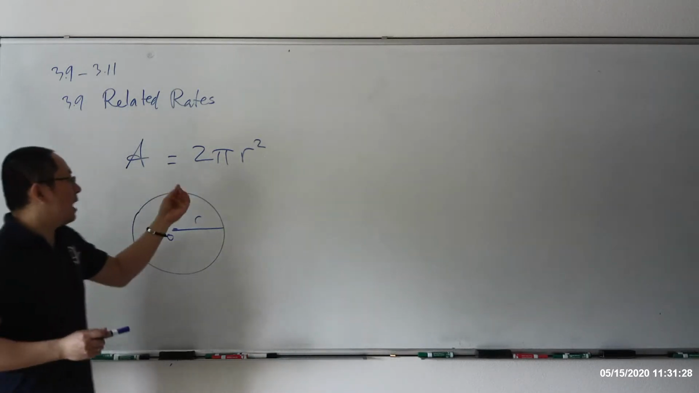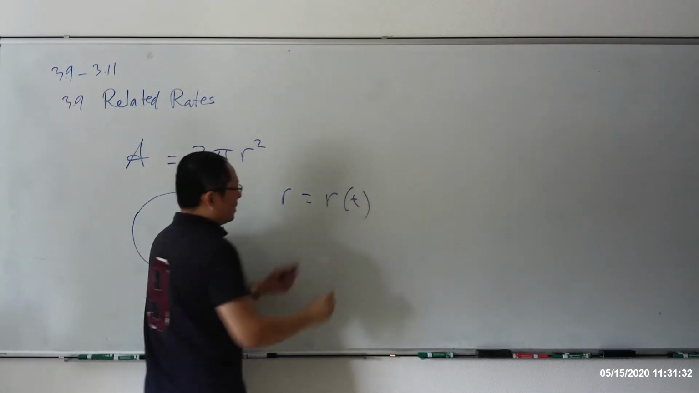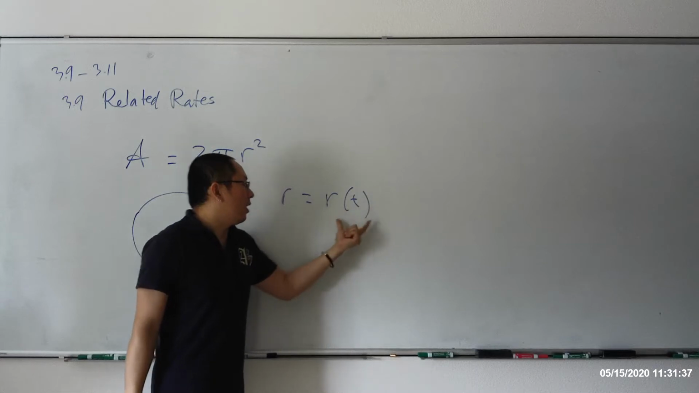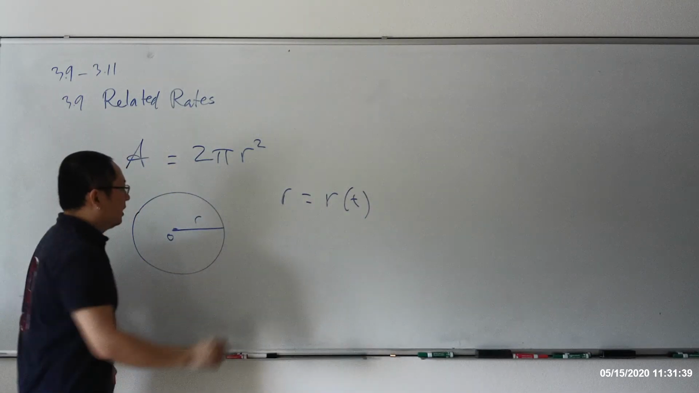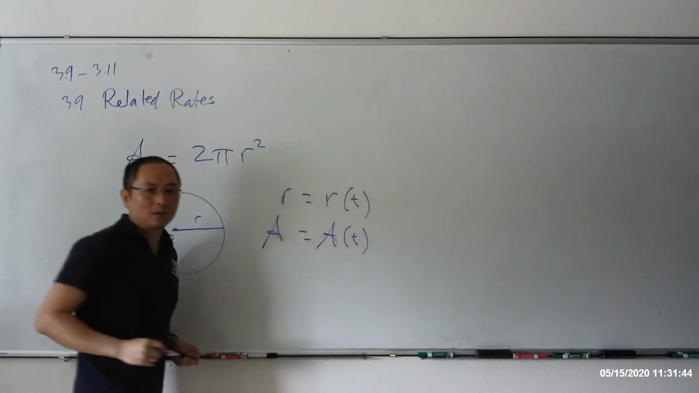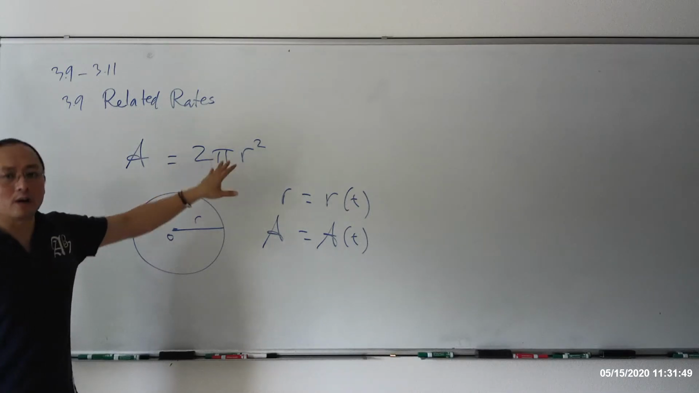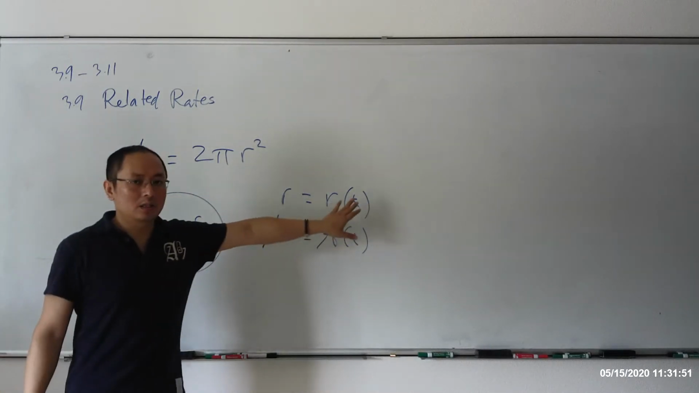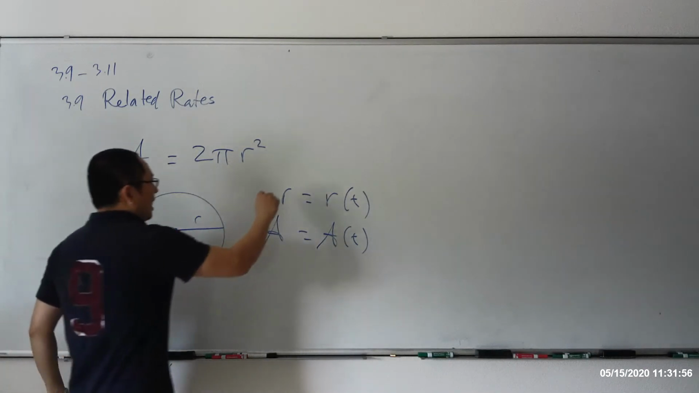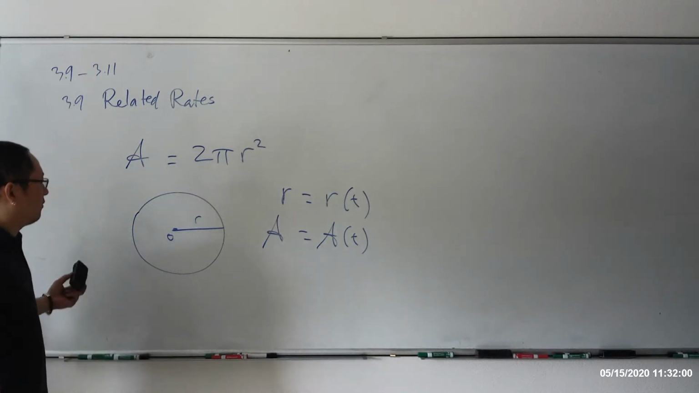So when time changes, r is a function in terms of time, right? Time could be 1 minute, 2 minutes, or 1 hour, 2 hours, depending on the unit of time. As r changes, what happens to the area? The area is a function with respect to the time t. So both A and r in our equation are functions. The variable is t, and usually t stands for time. As time passes by, all of those variables change. So both r and A are functions in terms of time.